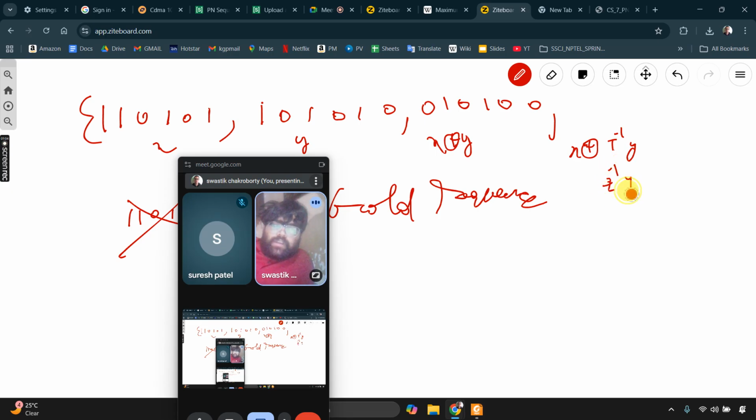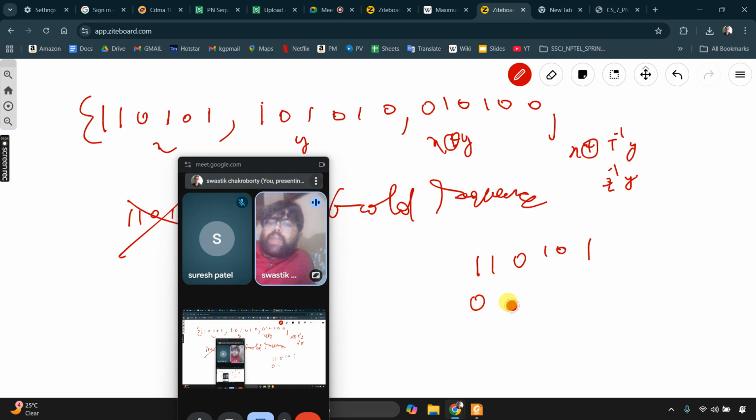Z inverse means 1 delay, right? So Z inverse Y, some people call it delay. Some textbooks use Z inverse Y. So this will be basically the XOR of 110101, and as you do one cyclical shift of 101010, that is one cyclical shift of Y, what will you get?